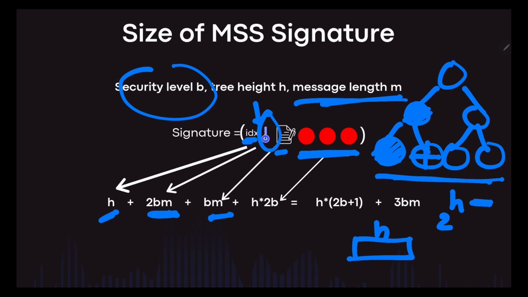If we select this node, then we need to consider this as an authentication node. Also, if we consider this node, then we need to consider this as an authentication node. Then we will reach the root. So here, if the height is 3, then we will have 2 authentication nodes. Similarly, if the height is h, then we will have h minus 1 authentication nodes. So here we have multiplied h with the security level, and we have got the size of the MSS signature scheme.